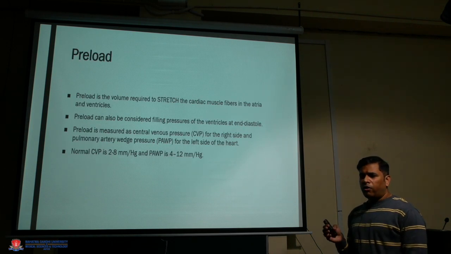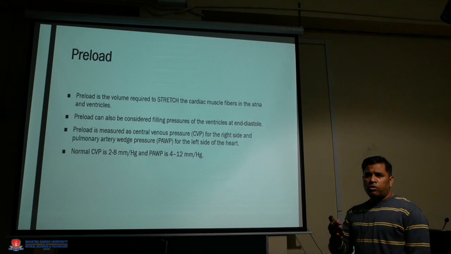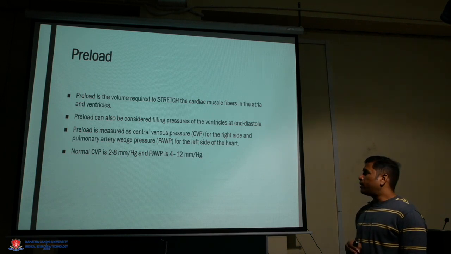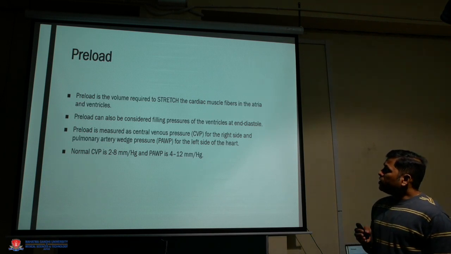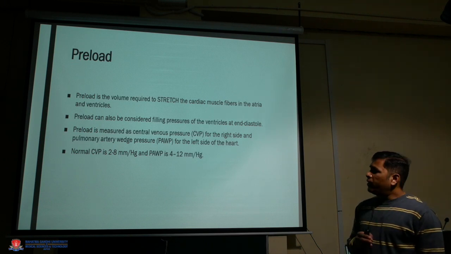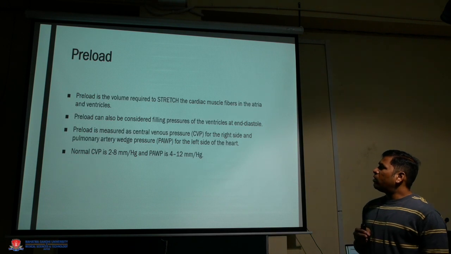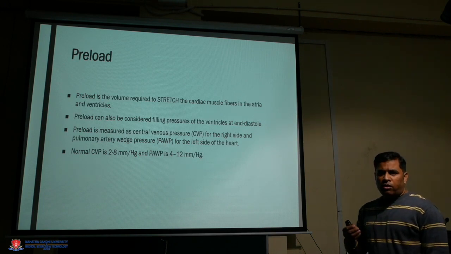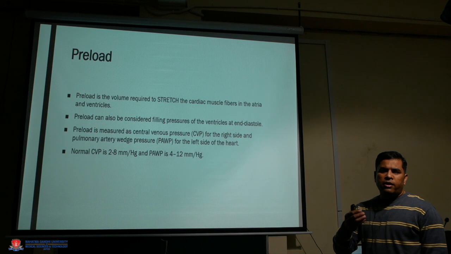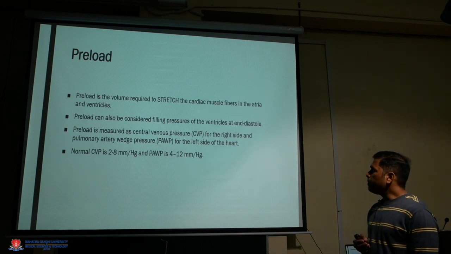Preload is the amount of the blood that comes through venous return to the right side of the heart. It stretches the cardiac muscle fibers in the atria and the ventricles, and preload can also be considered as the filling pressure of the ventricles at the end of diastole, because the atria and the ventricles are connected in between.